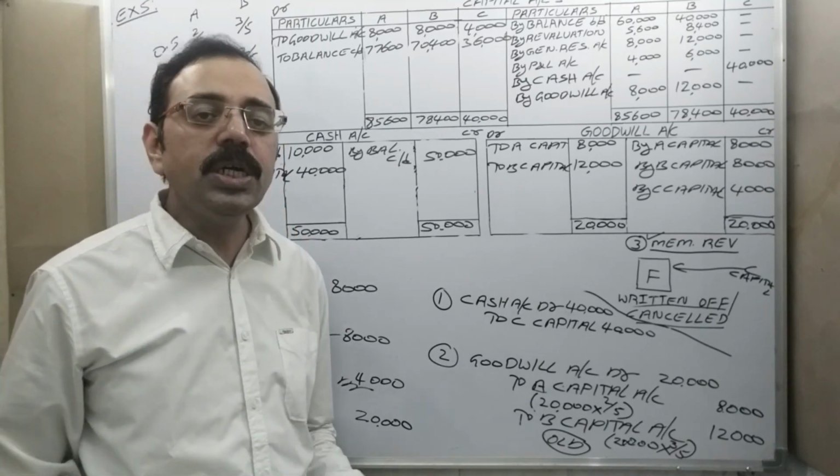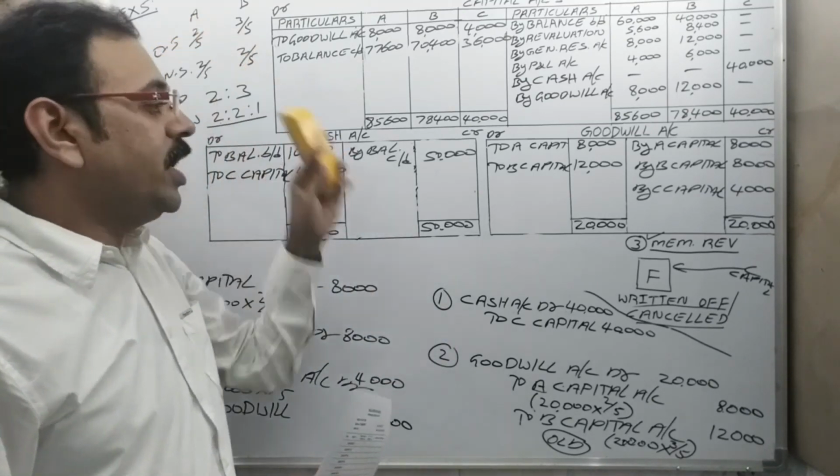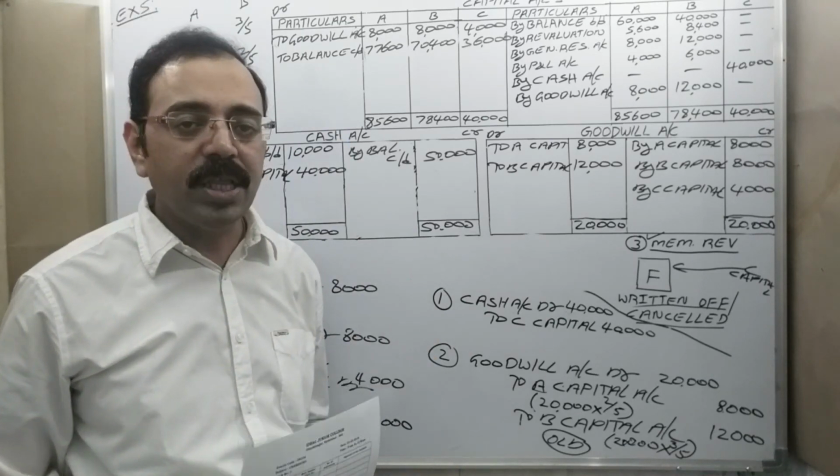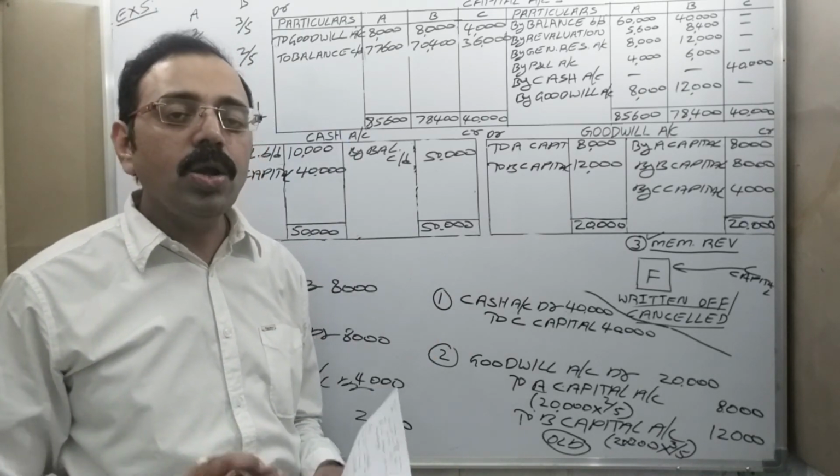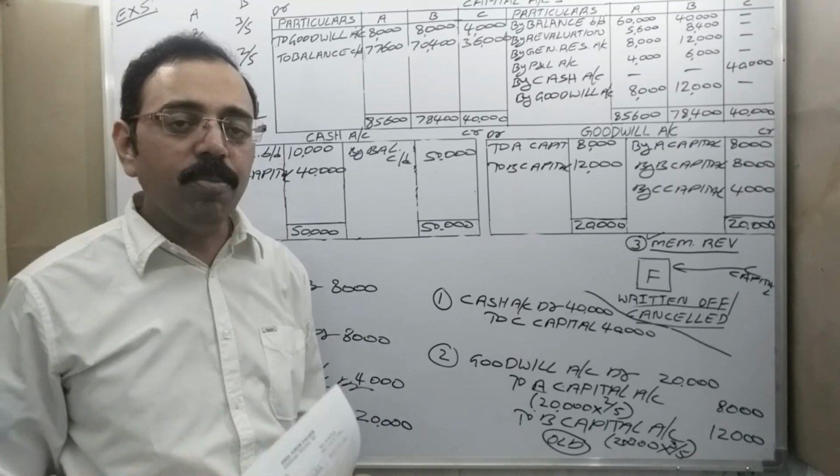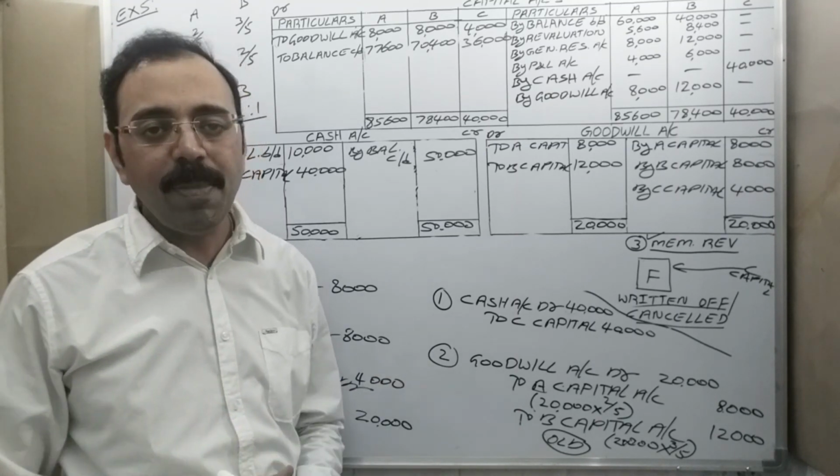Okay, this is your example 5, memorandum revaluation method. With this, all goodwill adjustments are completed in case of admission of a partner.